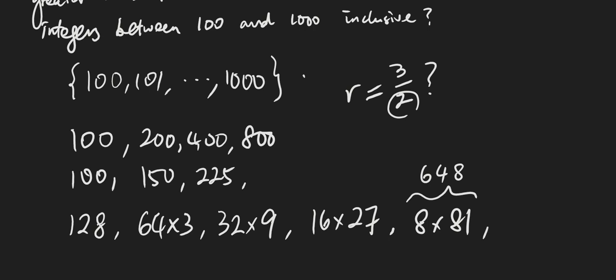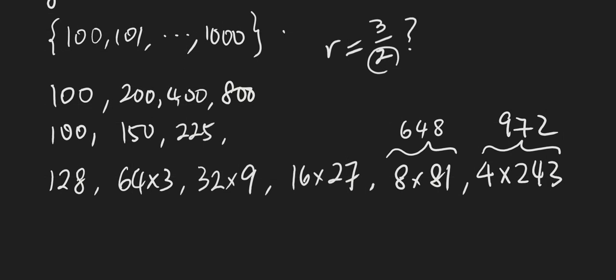Can we go further? Yes. The next one is 4 times 243, which is 972, if I'm not wrong. Yep. Okay, so this is a really long geometric progression. It has 6 terms. In contrast, the ones with 100 had just 3 and 4 terms. So should we claim that this is the longest one? Let's try and see if we can prove that this is the longest one.